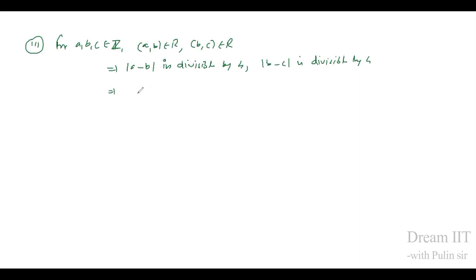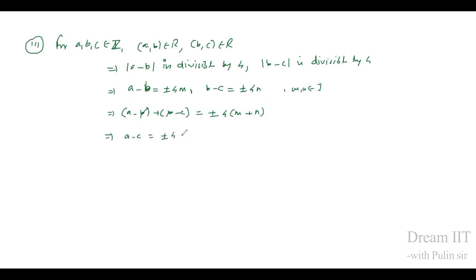So what we'll do, I can in that case say that if mod of a minus b is divisible by 4, a minus b will always be of the form plus or minus 4 times some m. Plus or minus I have written because maybe a is smaller. So b minus c is also plus or minus 4 times some n, where m and n are integers. Now you can say that their addition is possible. If I do the addition, what will I get? b and b will get cut. So a minus c will be equal to plus or minus 4 times (m plus n). Is m plus n an integer?